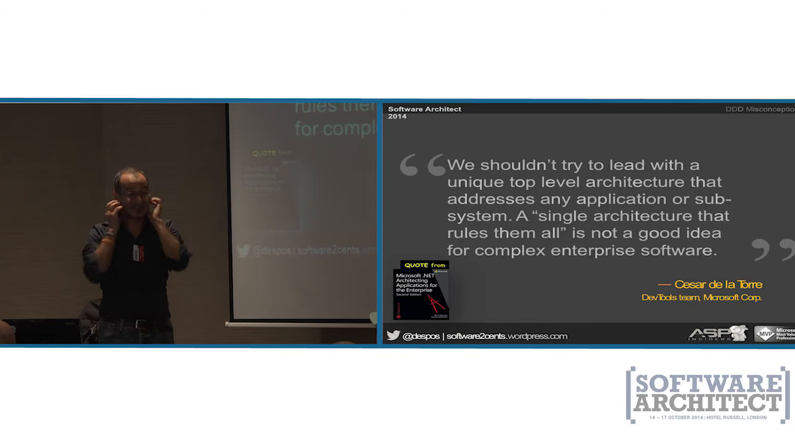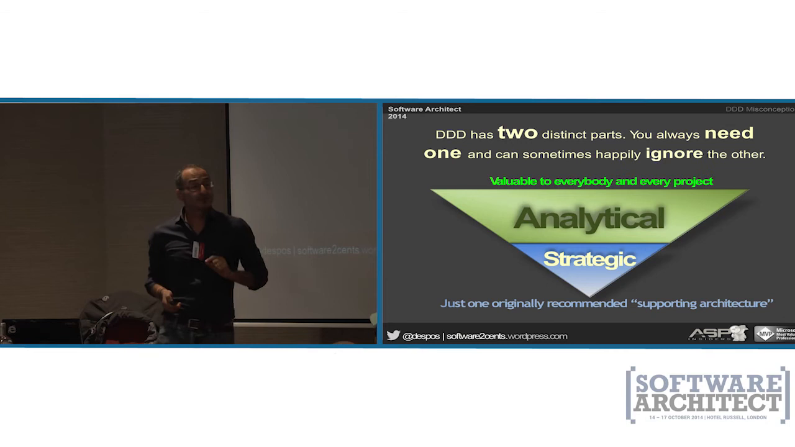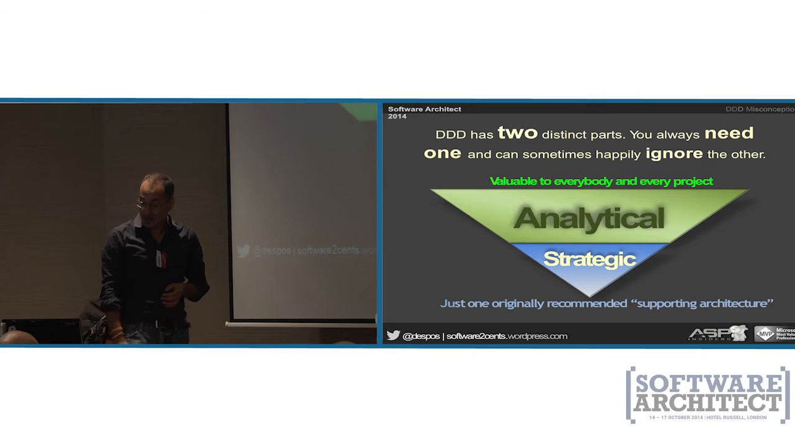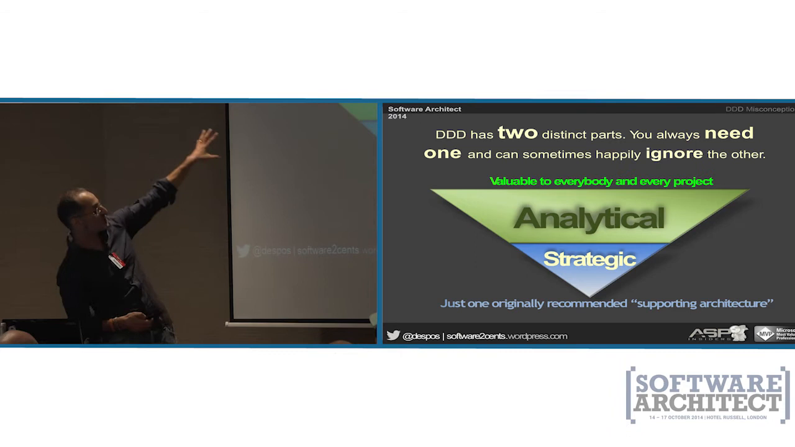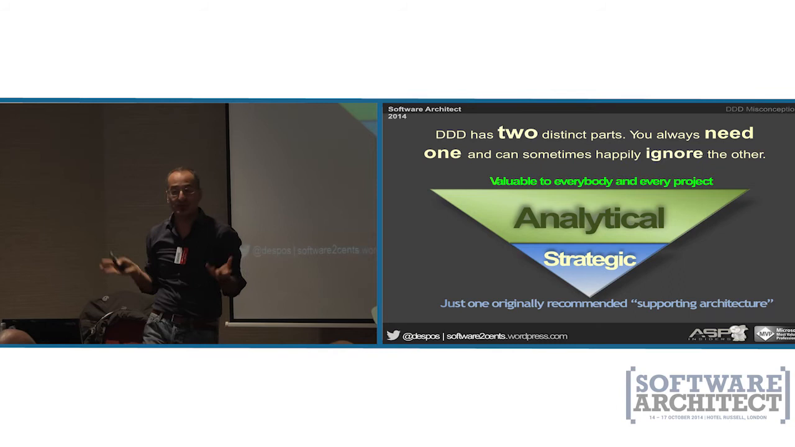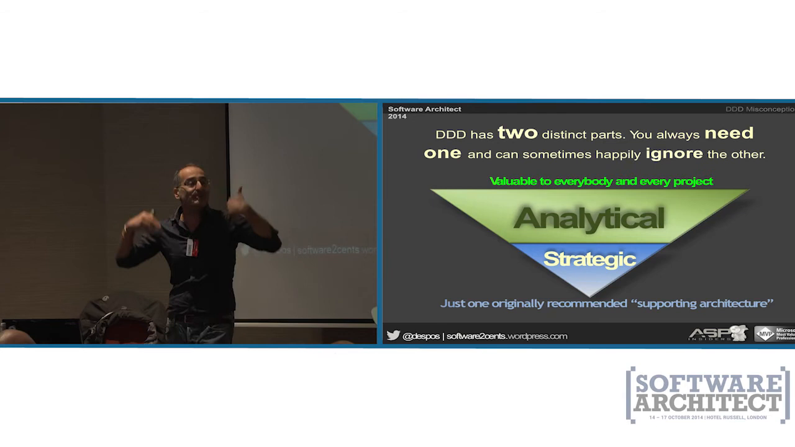So, what does it mean? Does this mean that DDD is totally, completely wrong? Useless? No. DDD has two distinct parts. You always need one, and you can sometimes totally, happily ignore the other. The most important part is the analytical part in DDD. And then there is the strategic part. The analytical part is valuable to everybody and every project because it allows you to figure out the top-level architecture of the system. The strategic part is about how you actually implement the parts you identified in the top-level architecture.